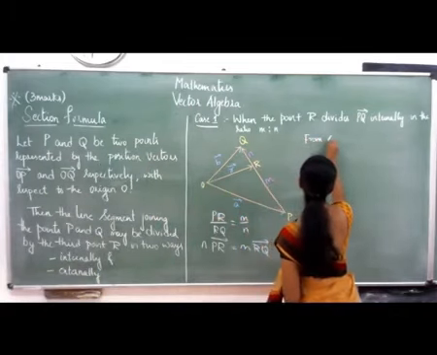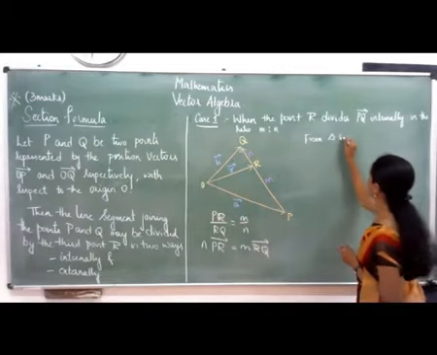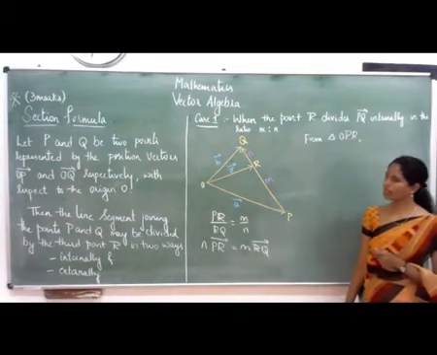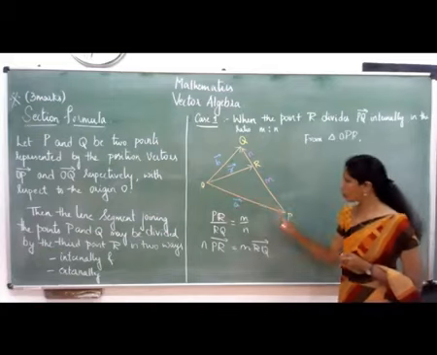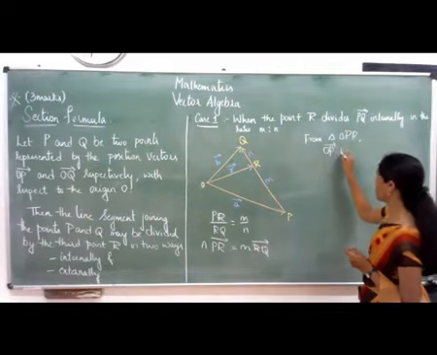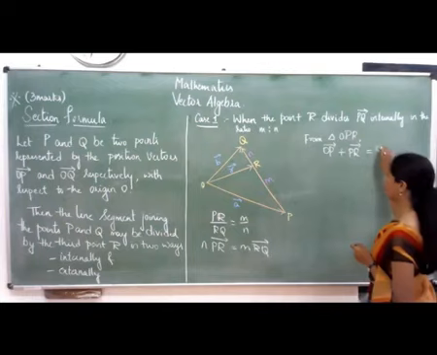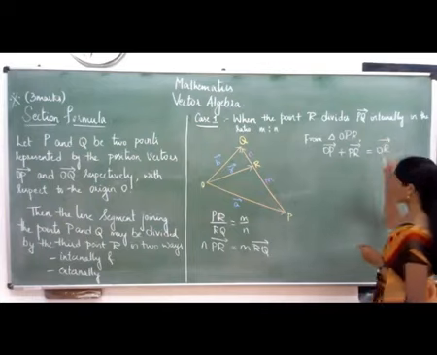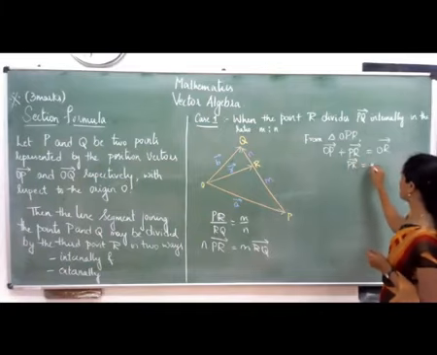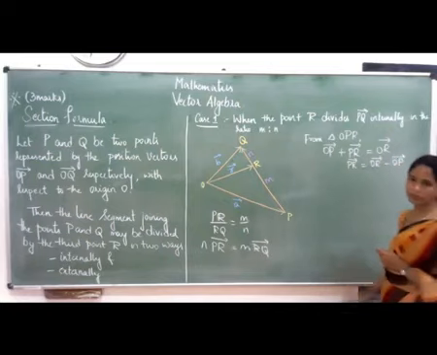From triangle, you can see here the triangle OPR. From the triangle OPR, by applying triangular law of vector addition, we can write vector OP plus vector PR will be equal to vector OR. Therefore, you can write this as vector PR is equal to vector OR minus vector OP.